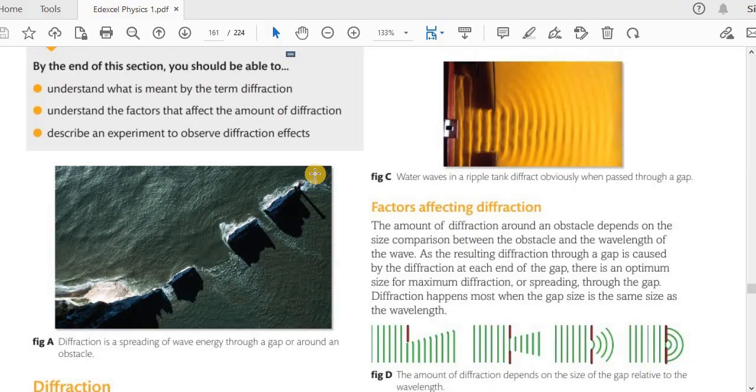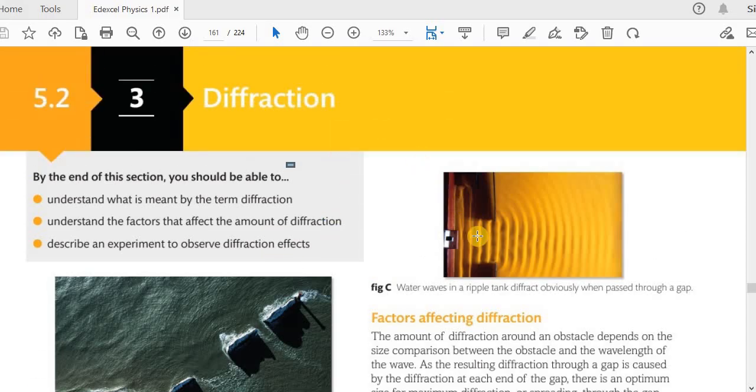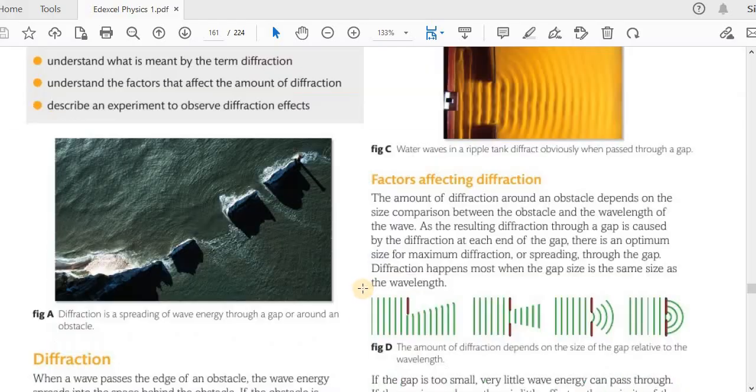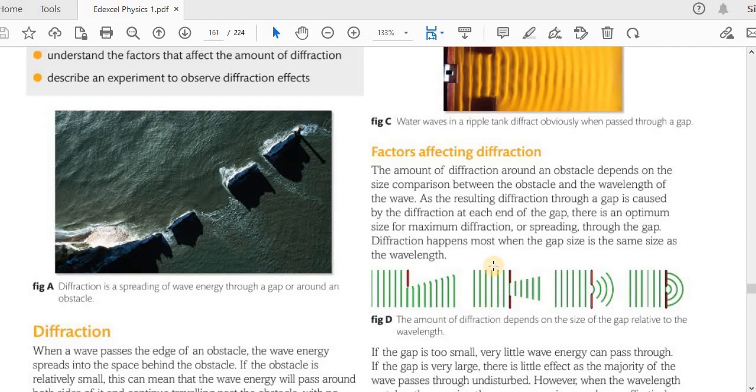Okay, let's see. Understand the factors that affect the amount of diffraction. Most diffraction occurs when the size of the gap or slit is approximately equal to the wavelength of the waves. For example, over here you can see the green lines are called wave fronts, and the distance between adjacent wave fronts is a wavelength, and here you get the most diffraction because of the size of that gap or slit. It's also called aperture, gap, slit, all mean the same thing.